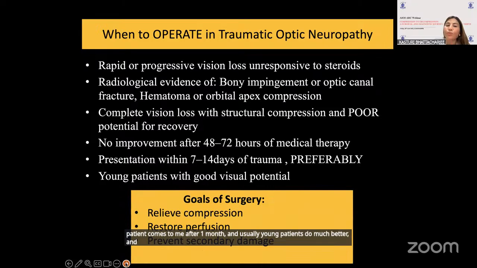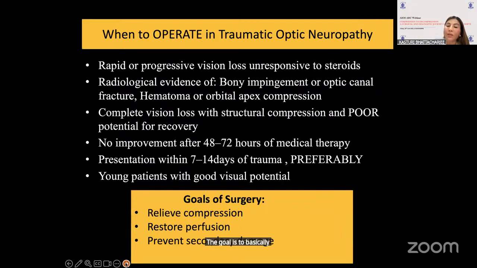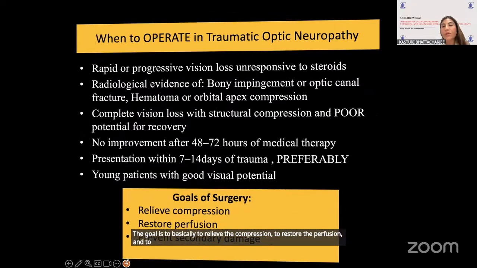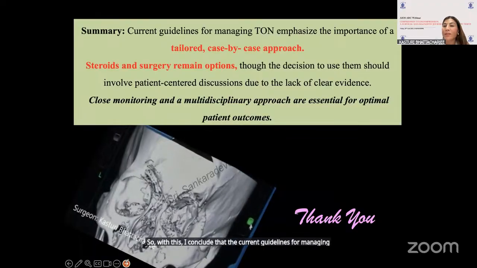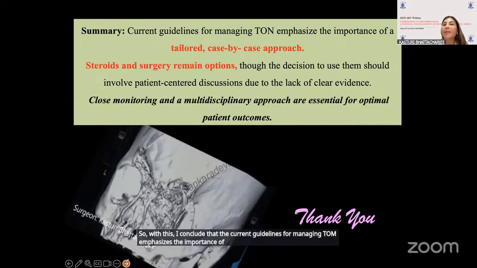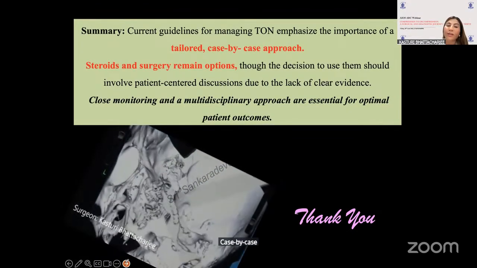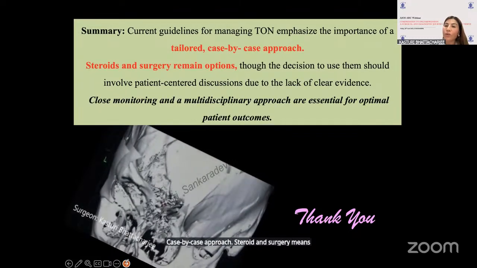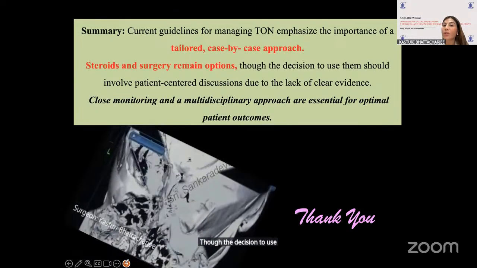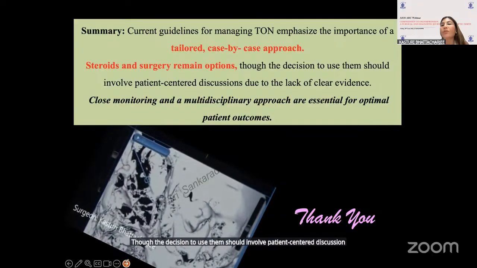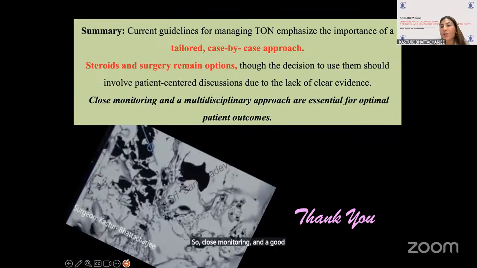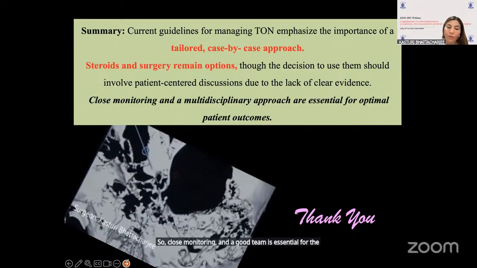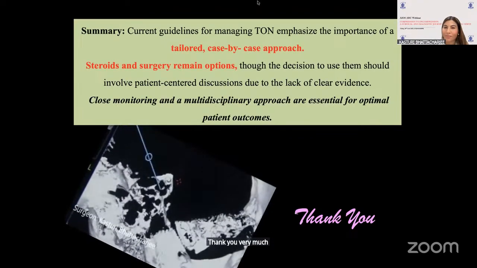And the goal of the approach is basically to relieve the compression, to restore the perfusion, and to prevent secondary damage. So with this, I conclude that the current guidelines for managing TON emphasize the importance of a tailored case-by-case approach. Steroid and surgery remain an option, though the decision to use them should involve patient-centered discussion due to the lack of clear evidence. So close monitoring and a good team is essential for the optimal patient outcome. Thank you very much for a patient hearing.